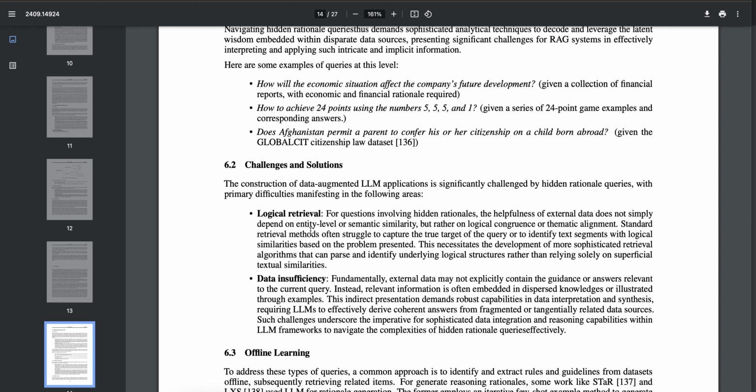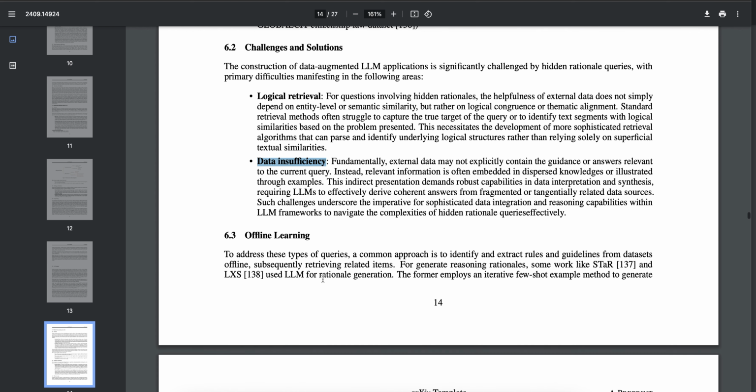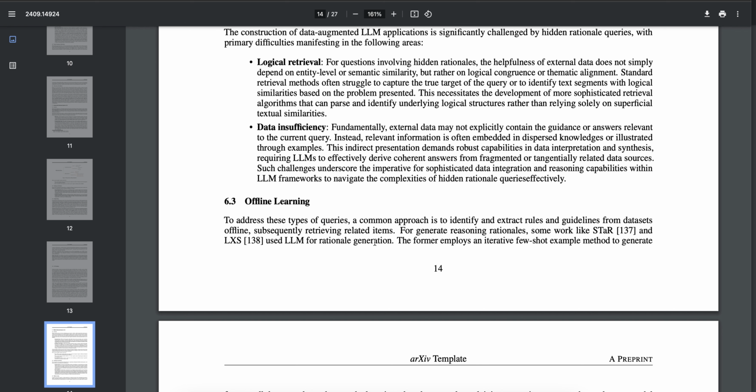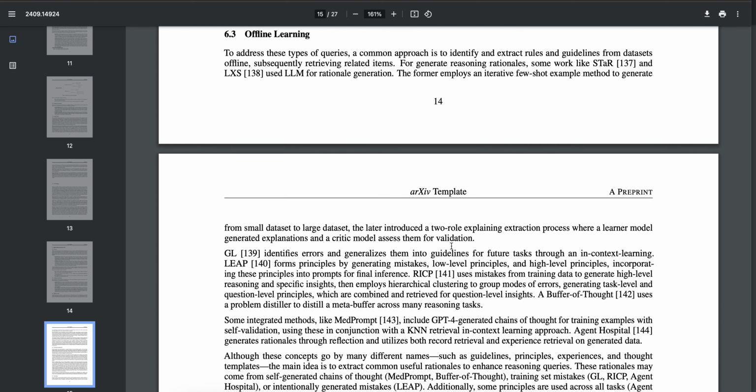Now for the challenges, obviously retrieval is one of the biggest challenges. The data inefficiency is a very, very big challenge for this, because for the query that you are asking, there's a very high chance that the legit data won't be present here. There will be some kind of previous data, and then the model is going to produce some rational answer on the previous data that it has, right? For this you have offline learning. For generating rationals, works like STaR and LXX used LLM in rational generation, but still I would say not that effective, even though they have shown improvements.